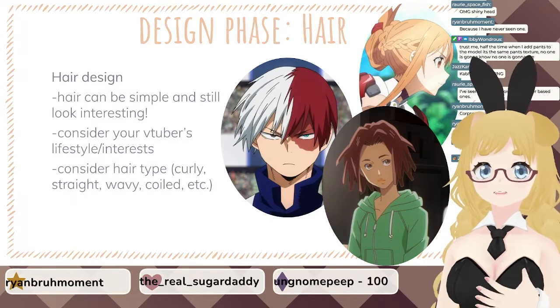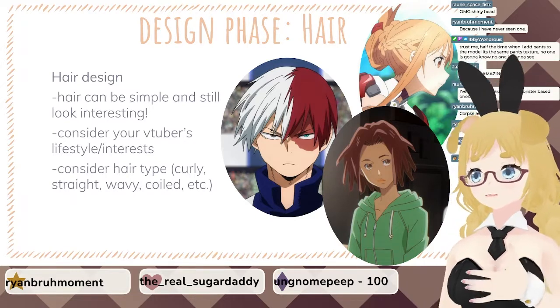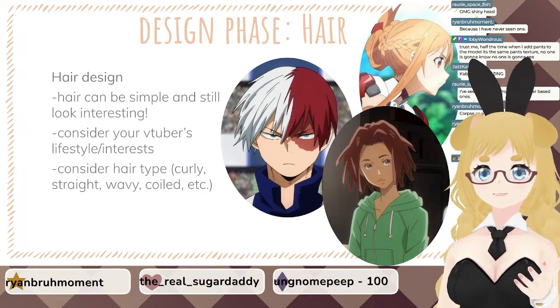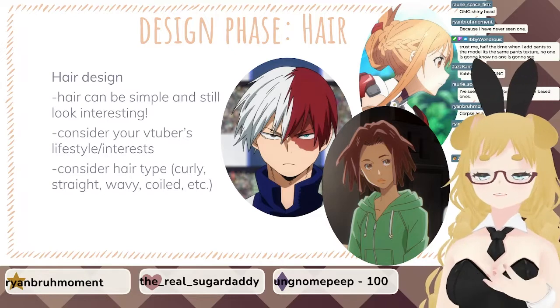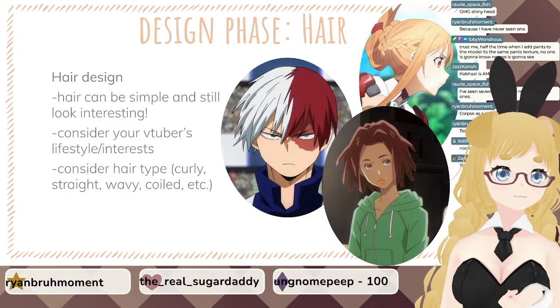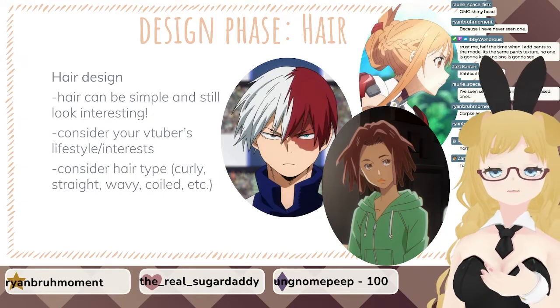Also consider your VTuber's hair type. Is it wavy? Is it coiled? Is it curly? Is it straight? How does it fall? How do they wear it? But don't worry about it being super crazy. You can have a lot of colors and a lot of things going for it, or you can keep it pretty simple. Tomboys with ponytails. Yeah, or a ponytail.